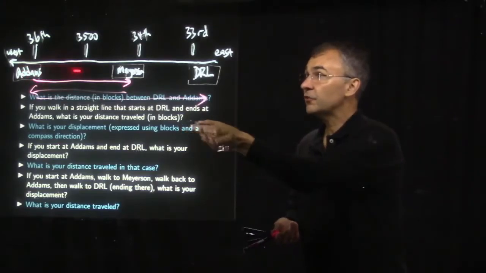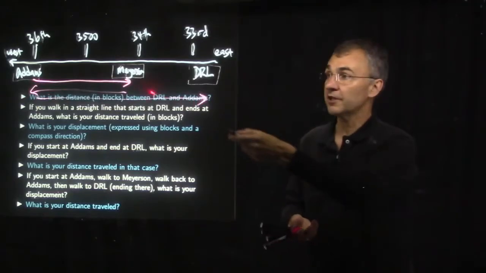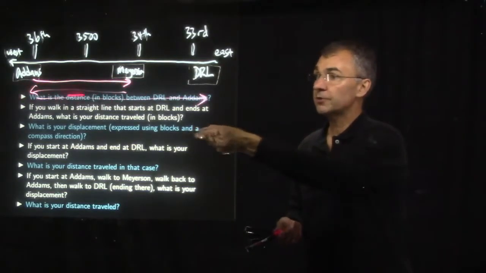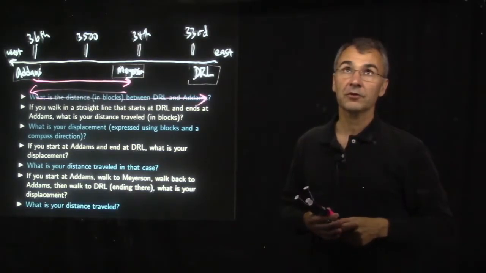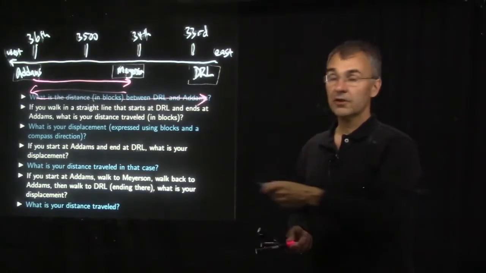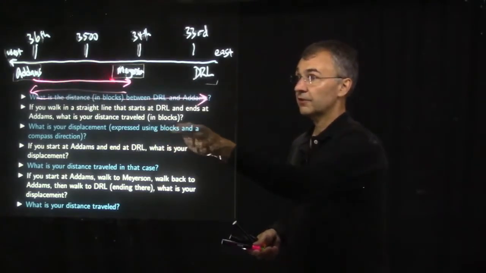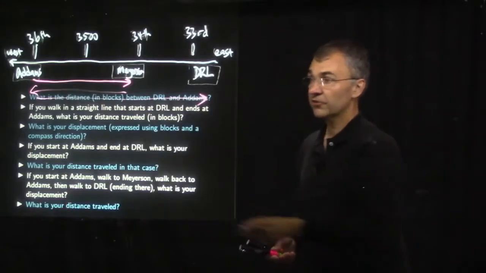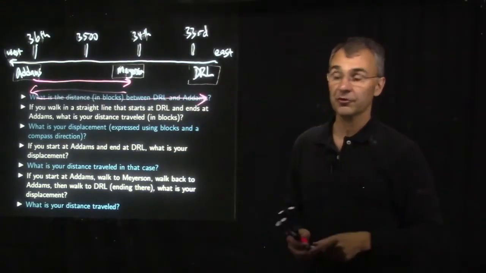Then this is 2 blocks plus 2 more blocks plus 3 more blocks. That's 2 plus 2 plus 3. That's 4 plus 3 is 7. So that was my distance traveled. So 2 plus 2 plus 3 is 7. So 7 blocks was my distance traveled for this back and forth trip.